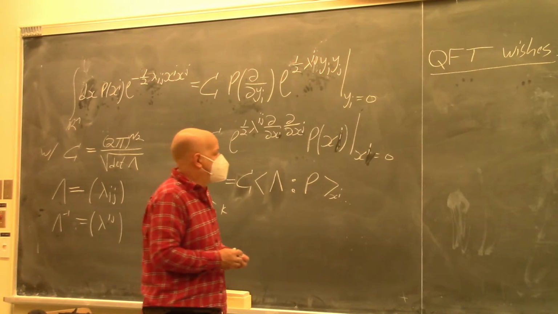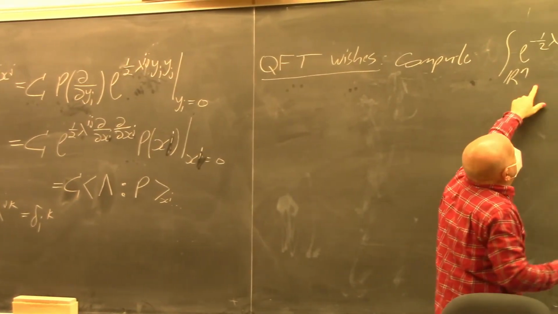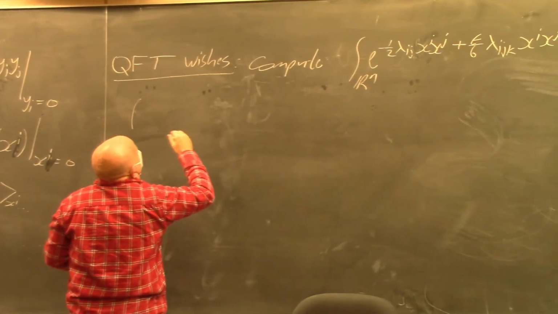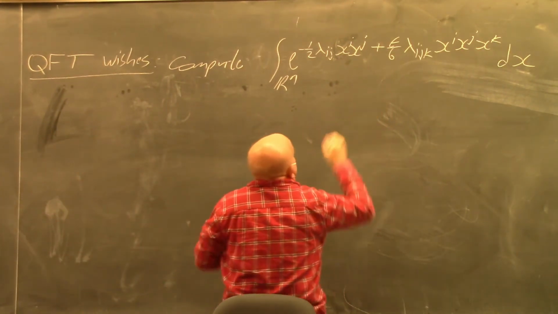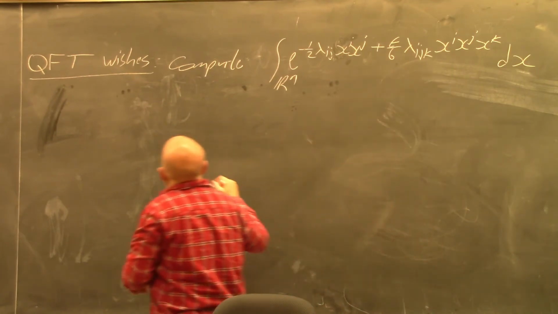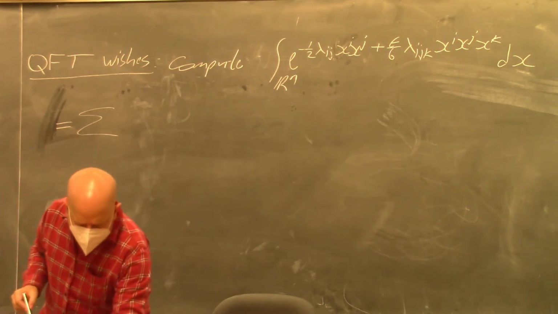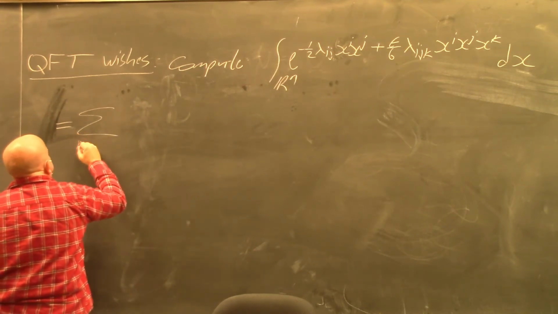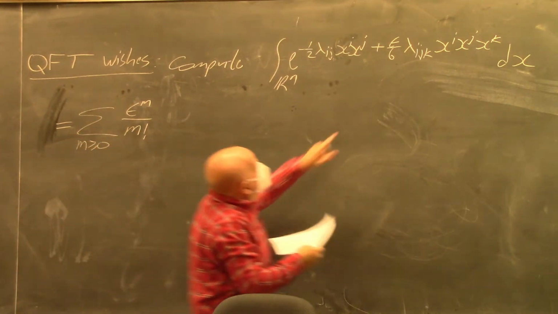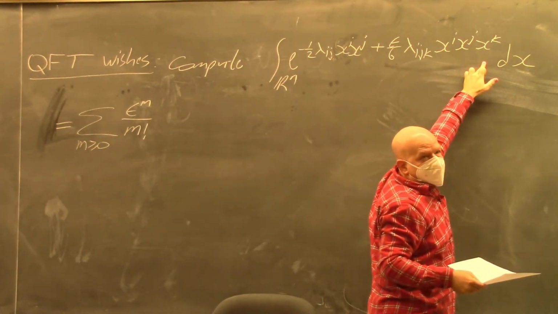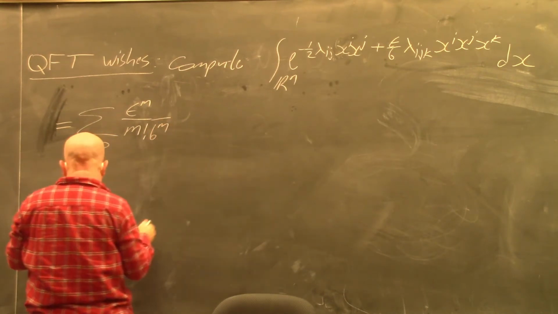Okay. Let's first expand this. I want to compute this, and I'm assuming epsilon is small, so I'm allowing myself to expand with respect to epsilon. So this is the sum as m is greater than or equal to zero of epsilon to the m divided by m factorial. Basically, this is the exponential of this, so I'm expanding it as a power series.